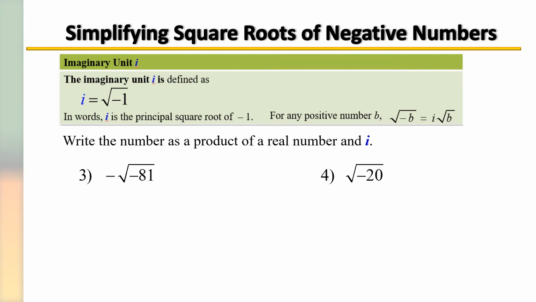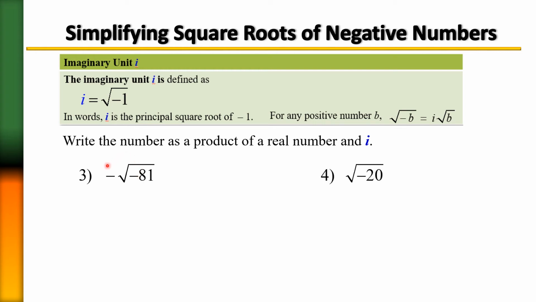Let's do some more practice. Simplifying square roots of negative numbers. So here, if you do that same process, think of 81 in its positive. The square root of 81 is 9. With a negative there, it's going to equal 9i.